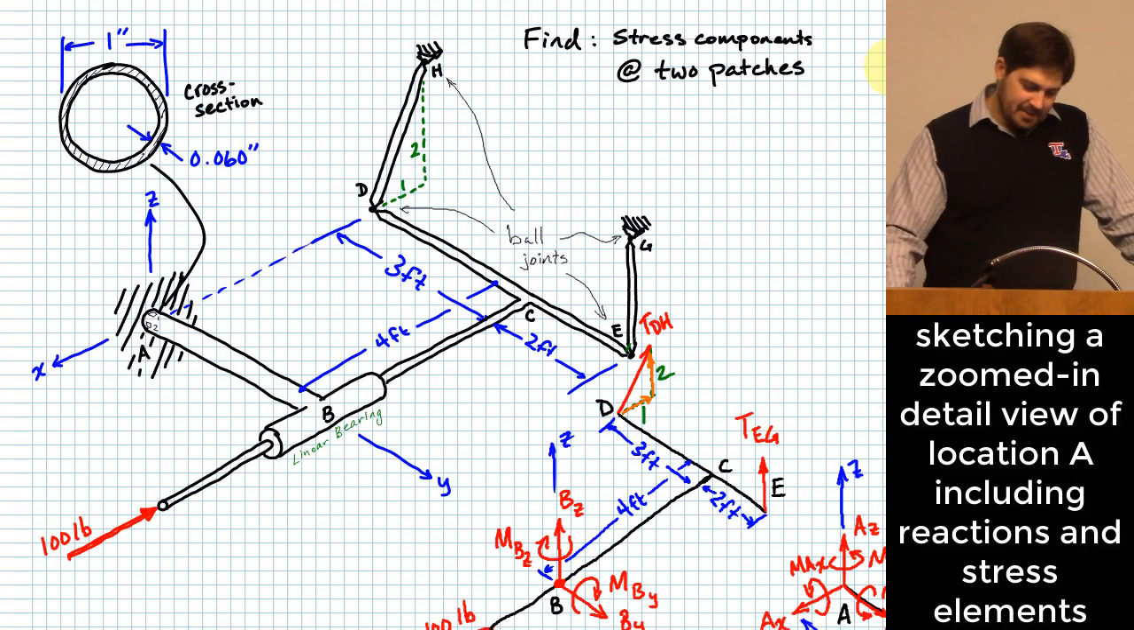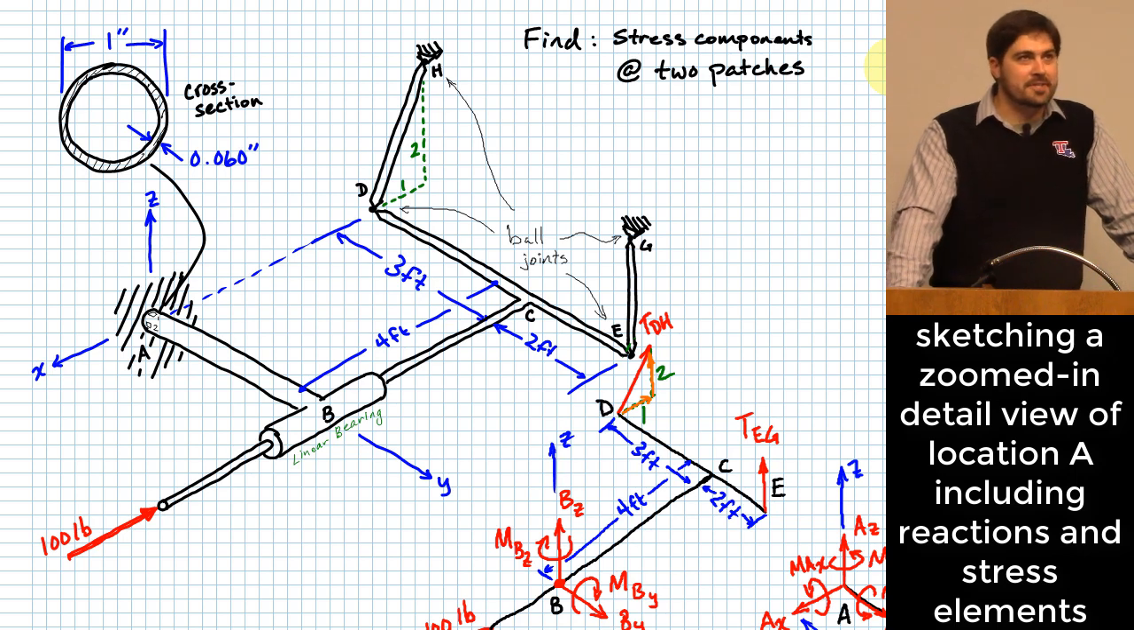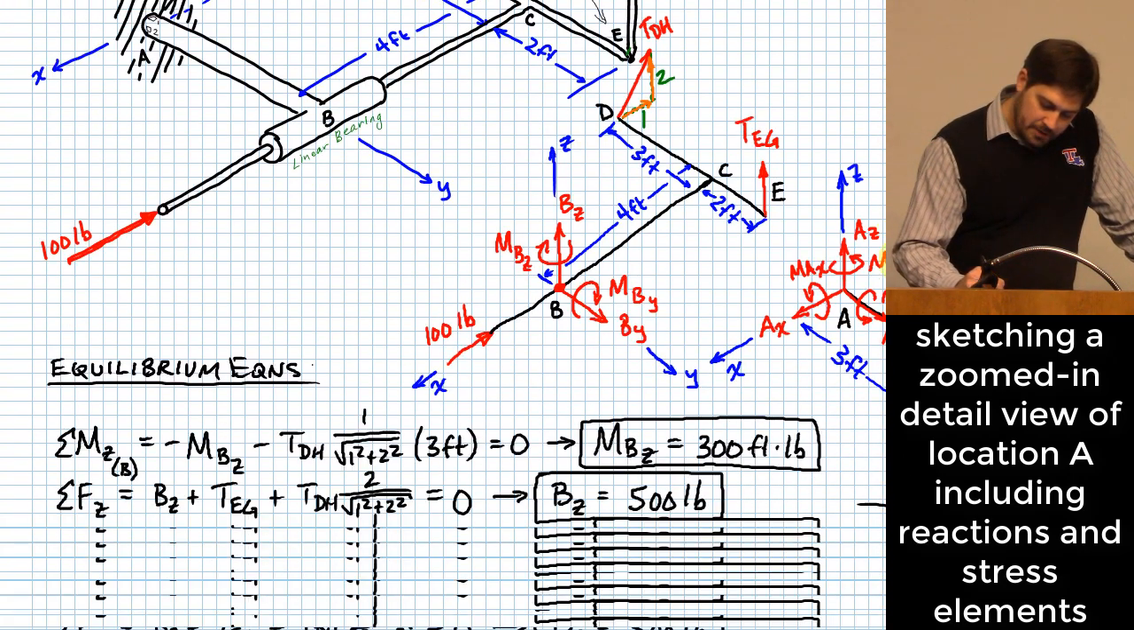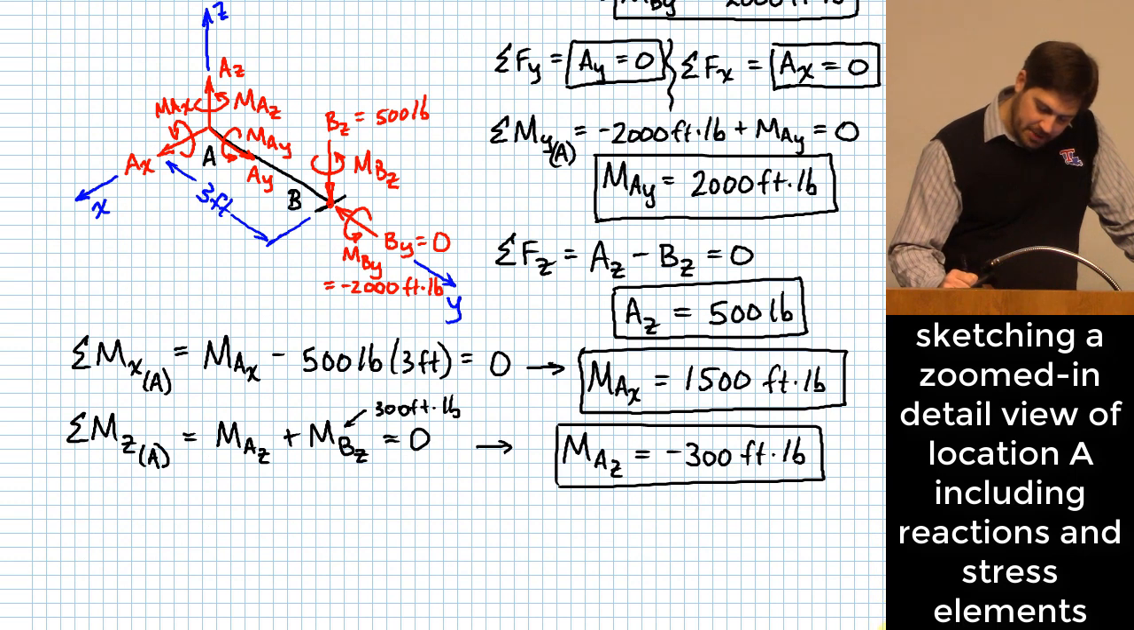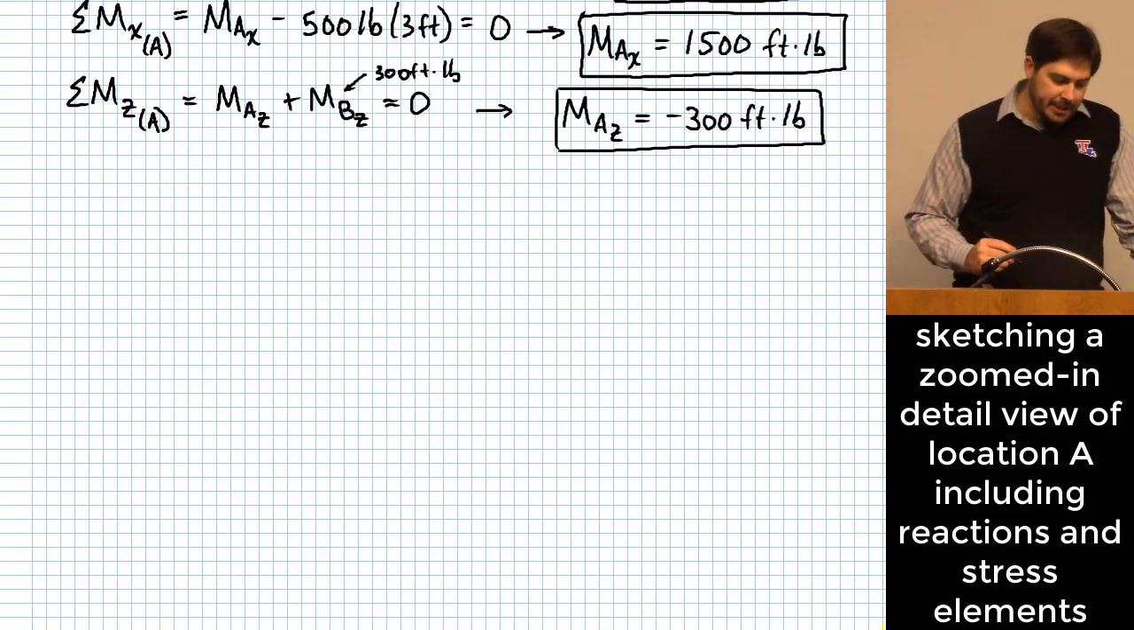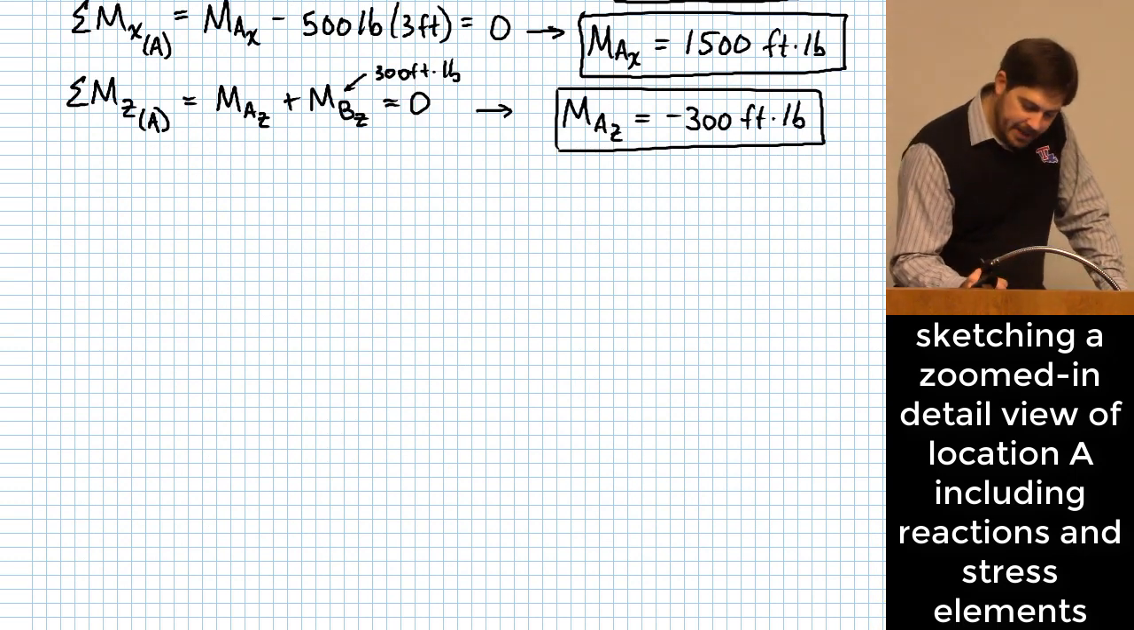Okay. We're supposed to be finding the stress components at these two patches. And we're, what, 40 minutes in now or something like that? That's okay, though, because we've made good progress, and what we have found as far as the reactions that are happening there at A are important to us in order to find these stress components. So what I want to do here is actually do a little sketch, zooming in really closely where this rod comes out of the wall.